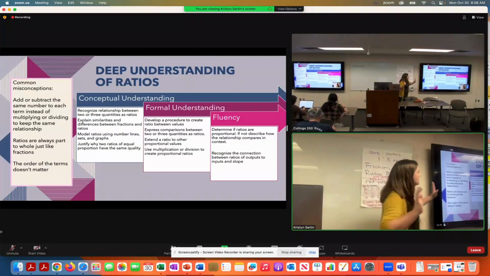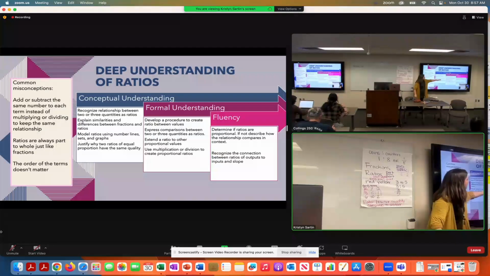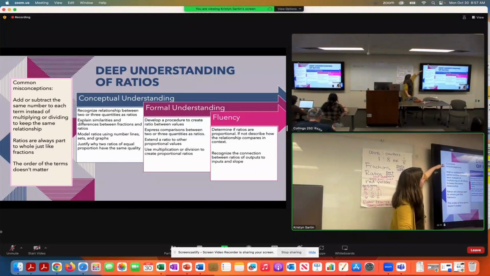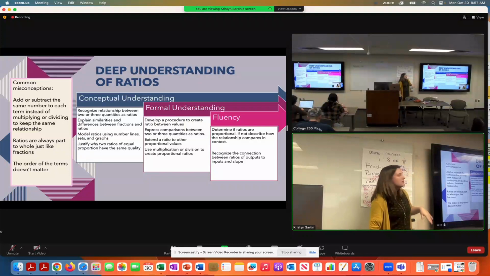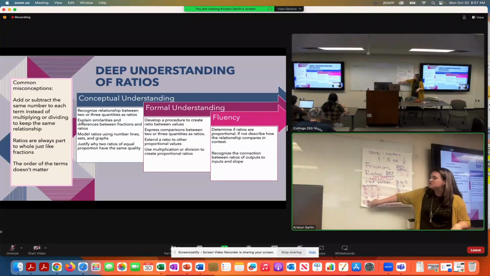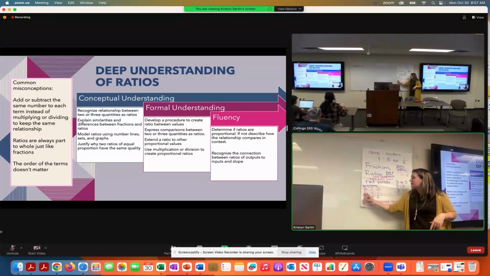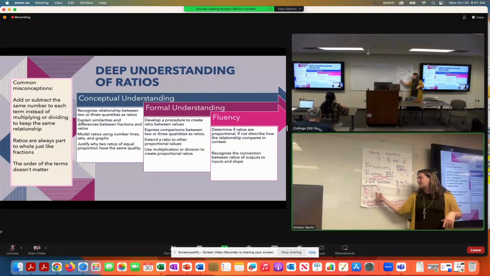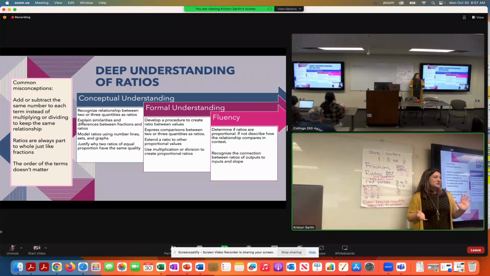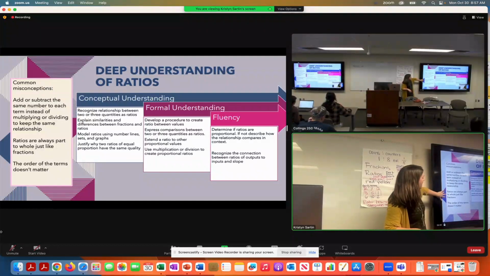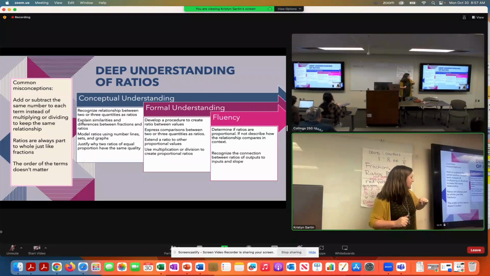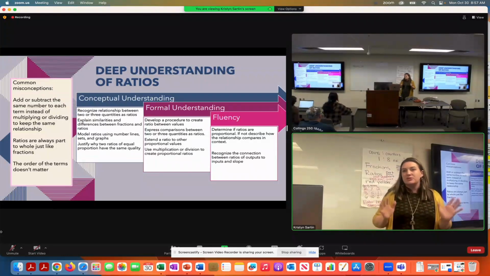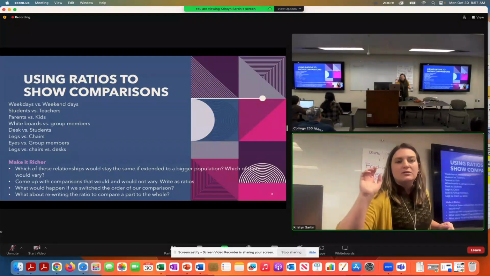Okay, so this is our idea of conceptual to fluent understanding, but I wanted you to see some common misconceptions. Students do not often see this relationship that Michael identified. They might add 3 here, add 3 here, add 3 here. So they want to change by addition or subtraction instead of multiplication or division with ratios. Okay. Common misconceptions: ratios are always part to whole, just like fractions, or the order of the terms doesn't matter. Those are common things that students might struggle with.